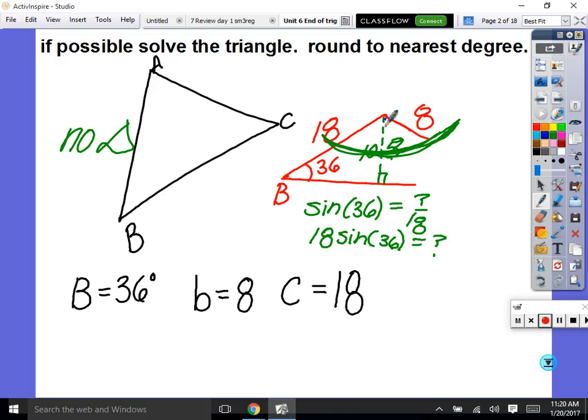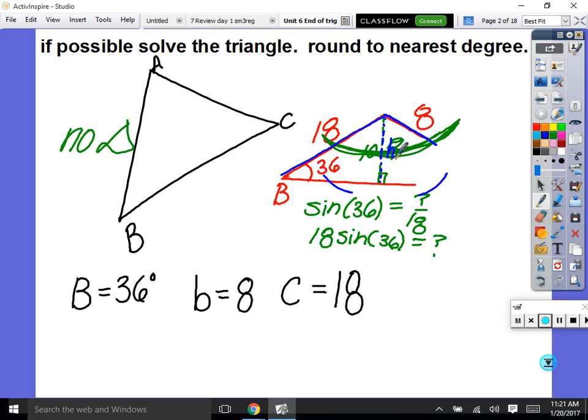Well, I wanted to find the height, because we were given an angle and two sides. The angle was across from a given side, 8. Now we have to check: is 8 definitely shorter than 18? If it swung down here, it's going to cross somewhere right here. But if A is longer than the height, it will cross down here and cross again, which would be two triangles. So we had to check and find the height.